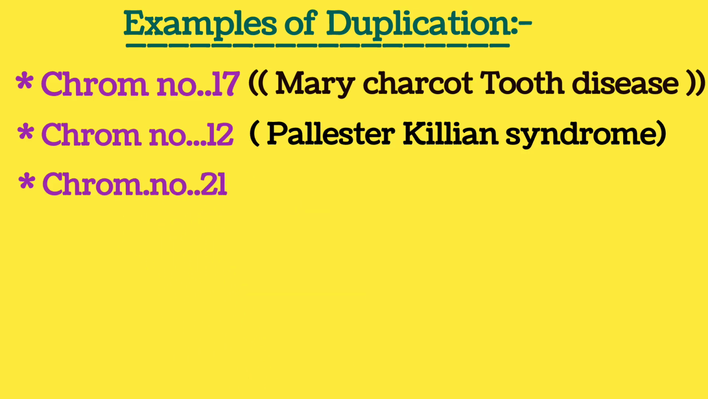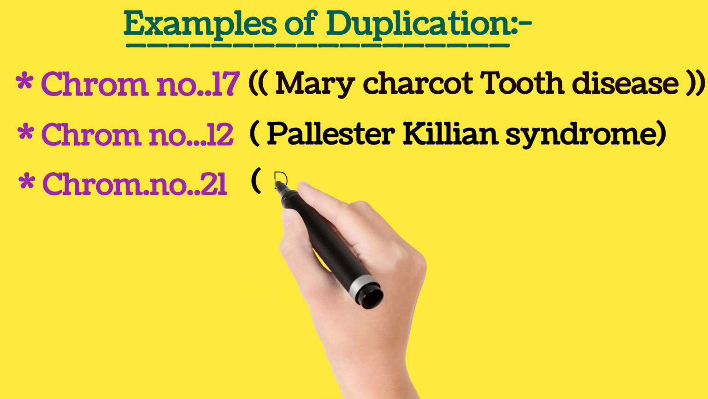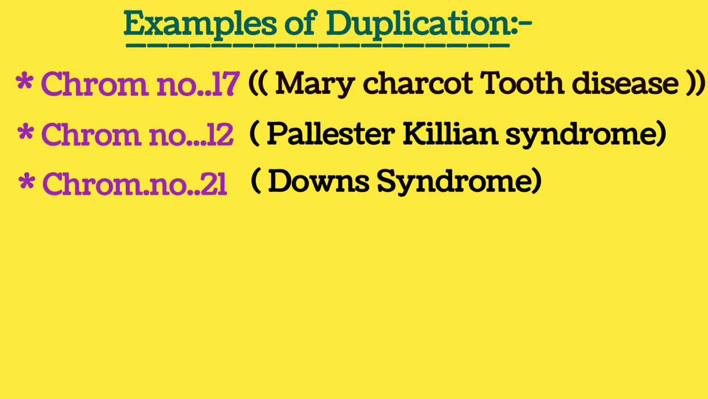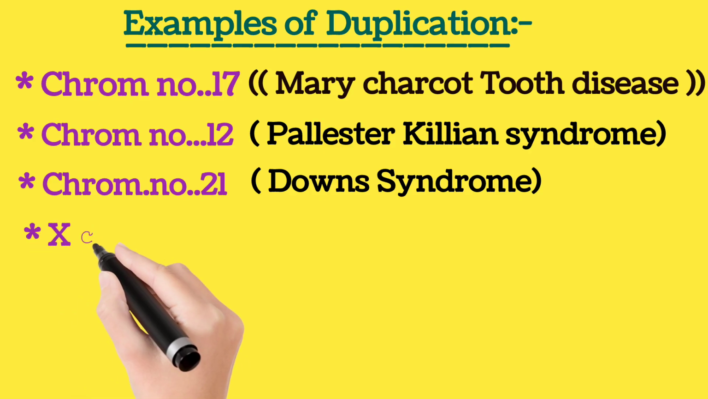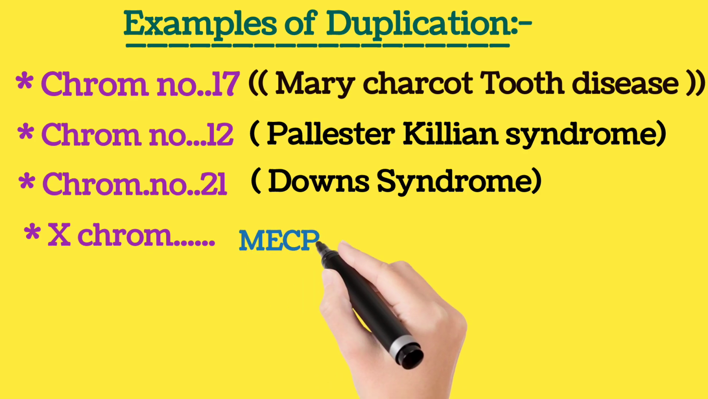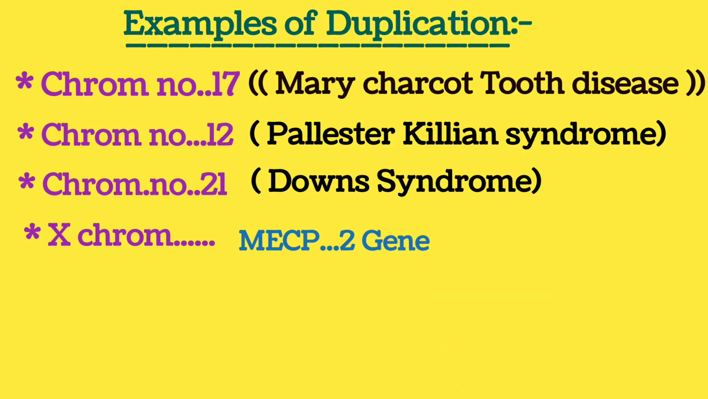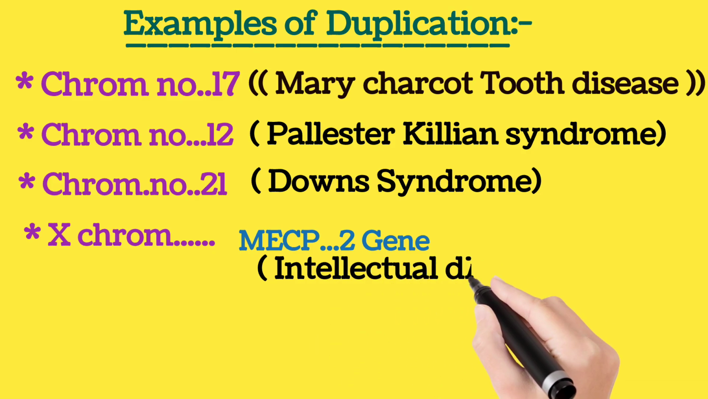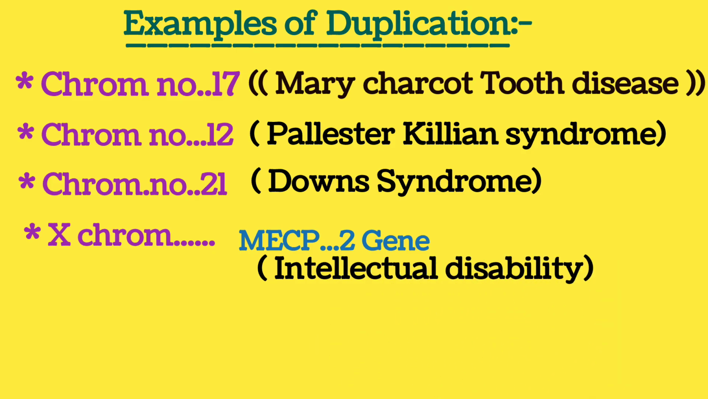Accordingly, we have duplication in chromosome 21. It develops Down syndrome. Here chromosome 21 gets repeated three times. It is also called trisomy 21. Now the person has small hands, feet, short neck, upward slanting eyes. Now we have X chromosome duplication. It occurs in the MECP2 gene. The person having X chromosome duplication has intellectual disability-like symptoms.